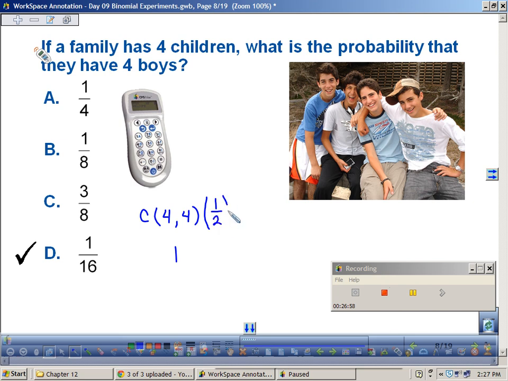1 over a half to the 4th, because there's 4 boys, and having a girl is 1/2 as well, but there's no girl, 0. So you're just looking at 1/2 to the 4th. 2 to the 4th. Yes. 1 to the 4th over 2 to the 4th, which is 16.